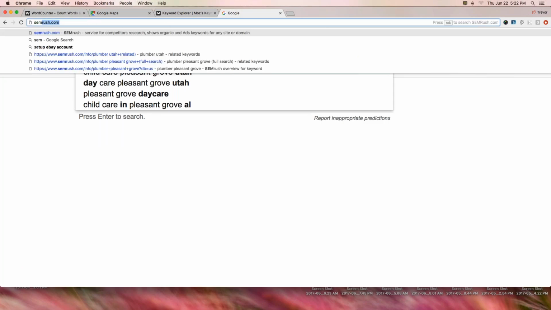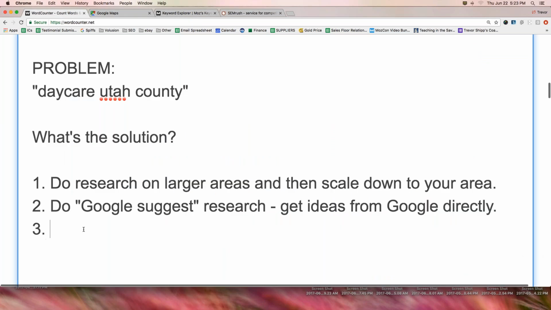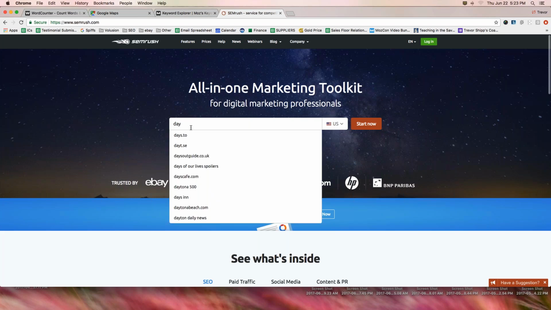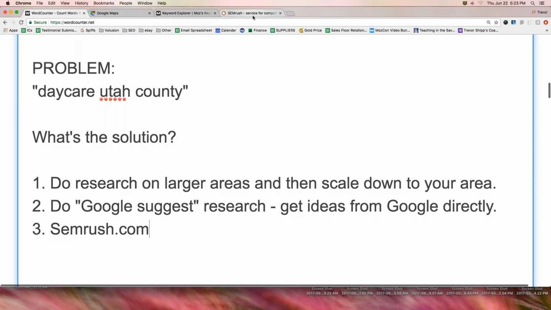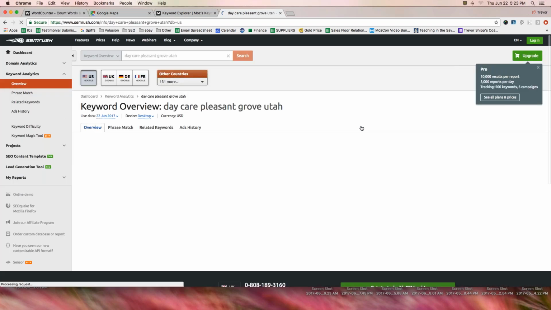This is a really cool tool that I'm going to show you real quick. This is called SEMRush. SEMRush.com, and I'm going to go ahead and note this here in our research. Okay, and when you get here to this search bar, you can type in one of your ideas that you've come up with. We've come up with daycare. What did we come up with? Daycare Pleasant Grove, Utah. Okay, let's do a search and let's see if that gives us anything.